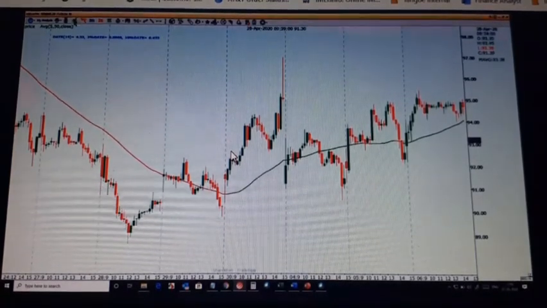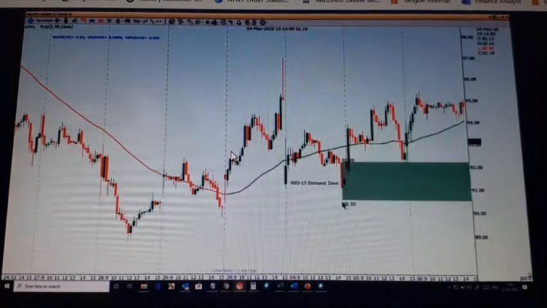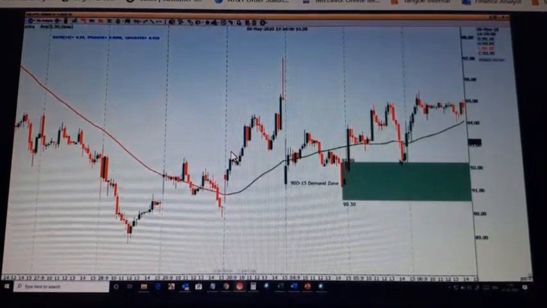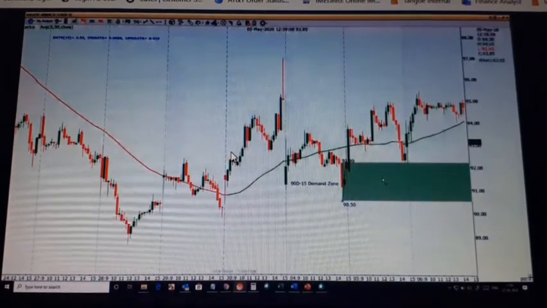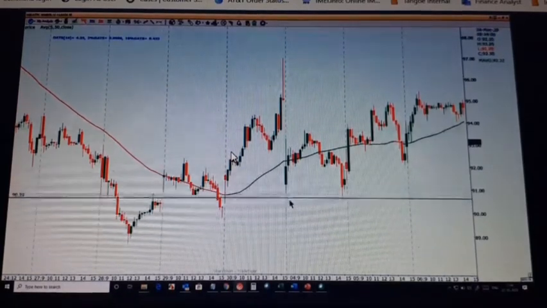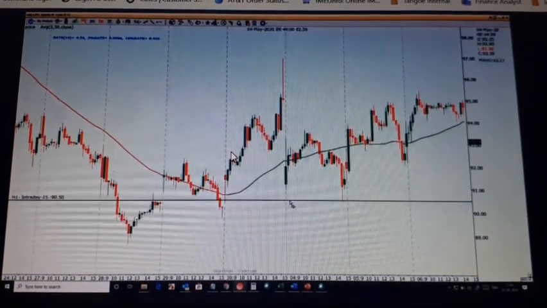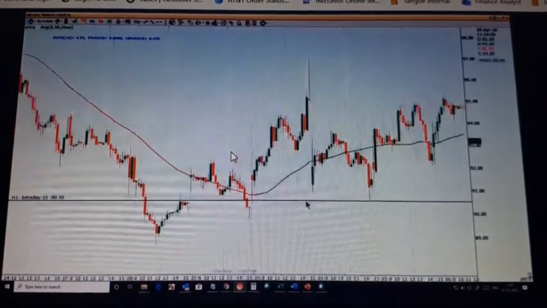But what is the problem with this zone? If I mark this as my zone, the zone is tested. Over here it is tested. So I have to mark my demand zone below this.